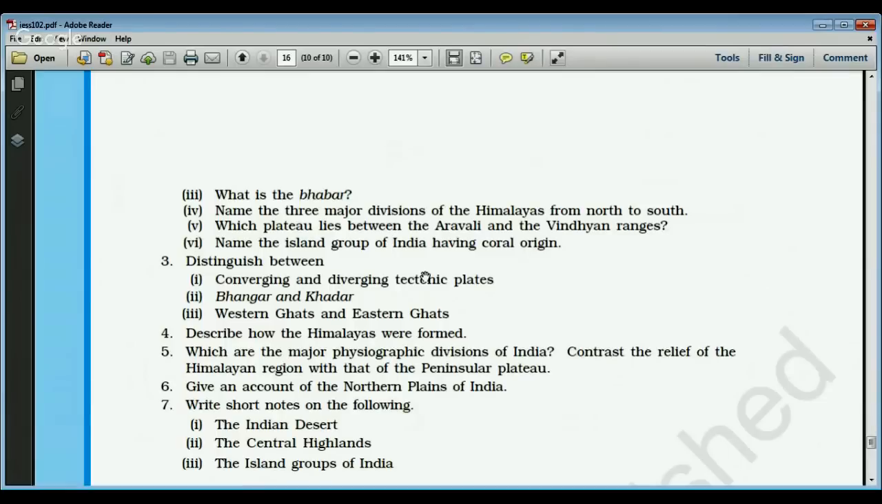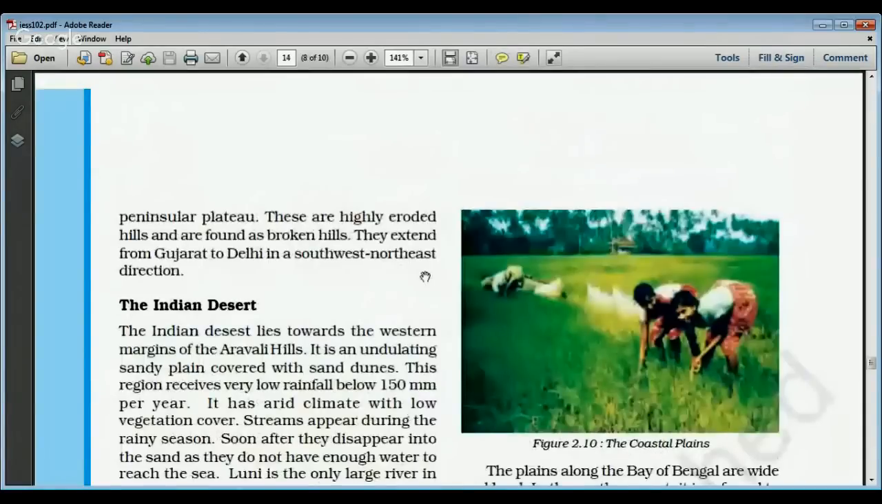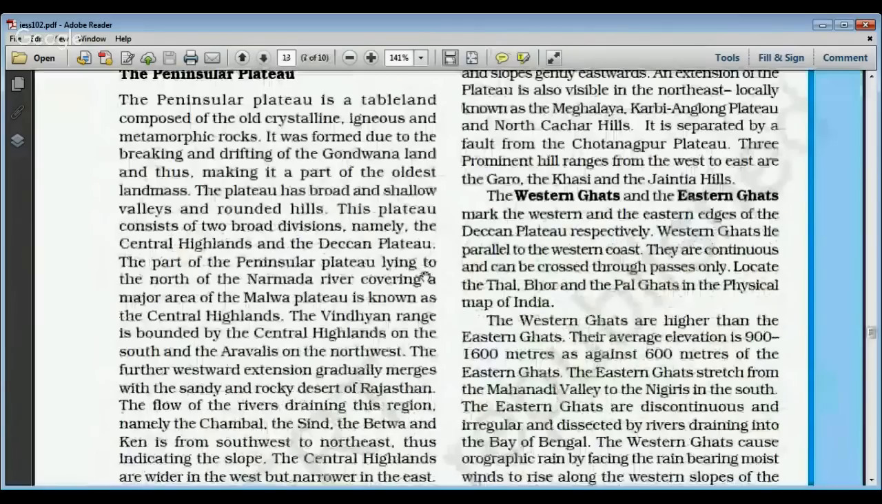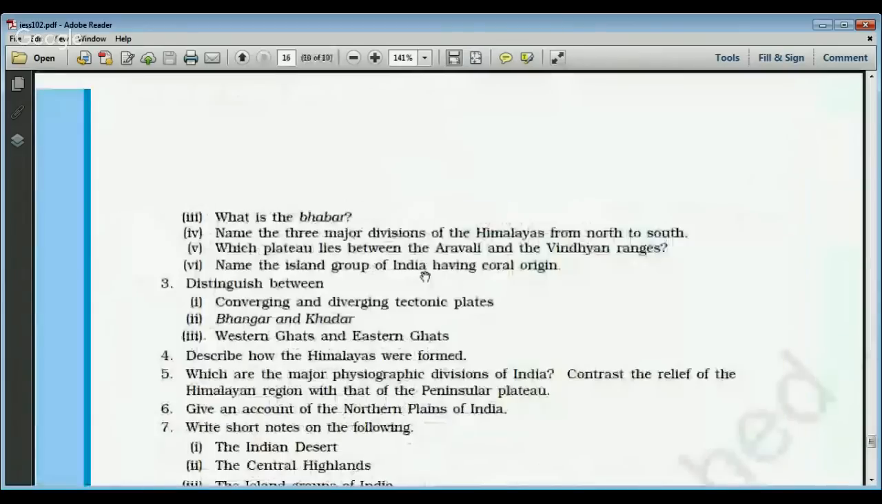The peninsular plateau was divided into two parts. The first one is the Central Highland and the second one is the Deccan Plateau. So the plateau that lies between the Aravalli and the Vindhyan range is the Central Highland. Then the island group of India having coral origin is the Lakshadweep.